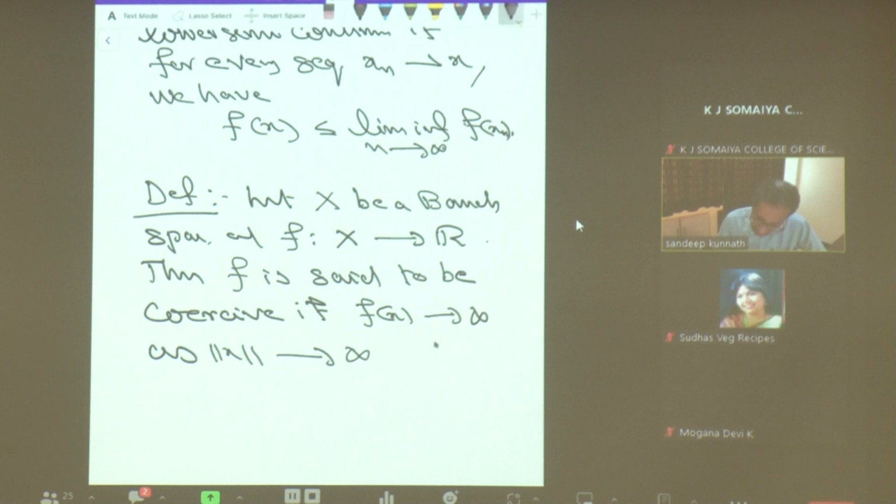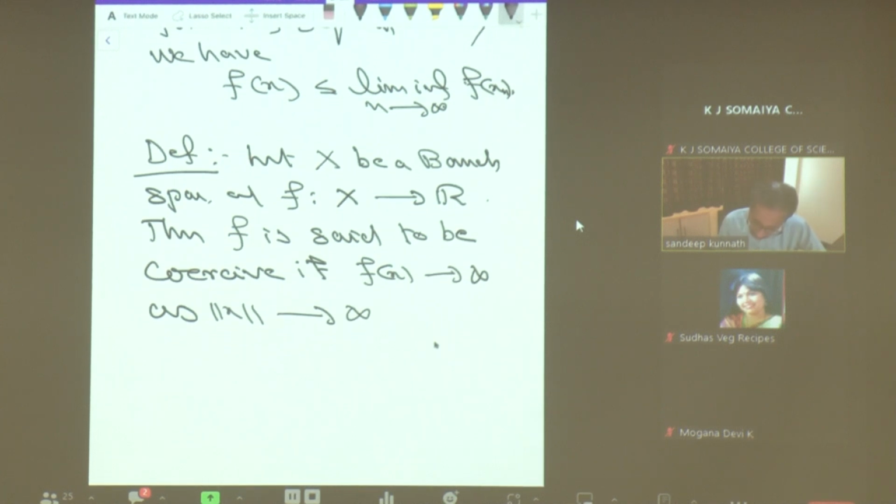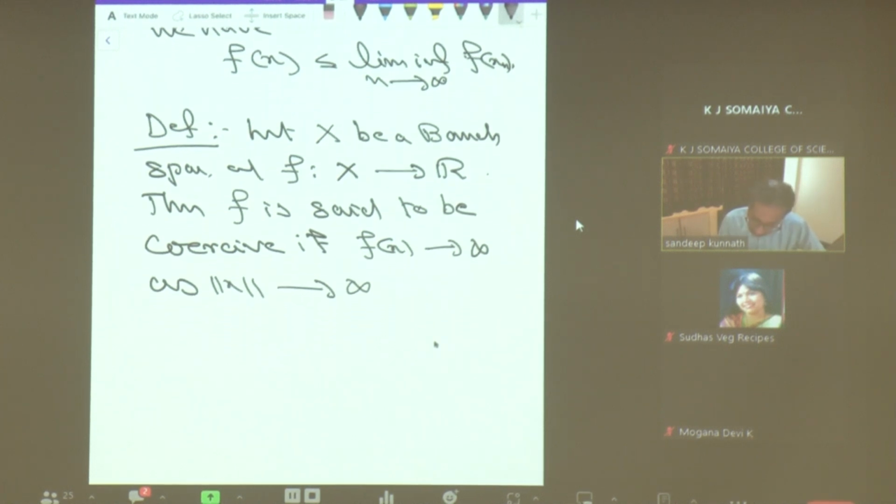Okay. Now what I wanted to tell you here is that I can now state the main theorem, an abstract theorem which assures you the existence of a minimizer. So that is what I wanted to do now. Let X be a reflexive Banach space.